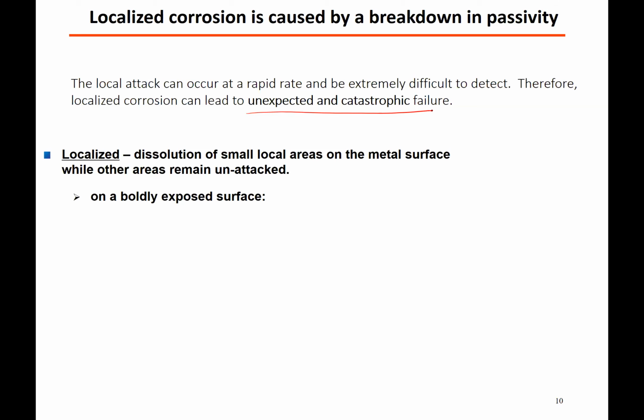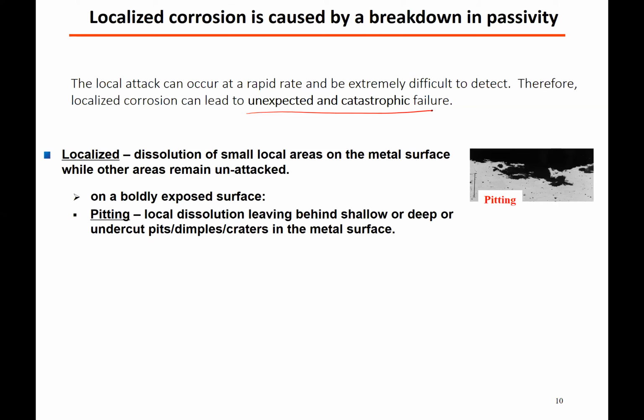And you can try to detect this localized corrosion so that we can avoid things like unexpected and catastrophic failure. Okay. So what makes something a localized corrosion? Well, it's localized if there is dissolution of small local areas on the metal surface. So we talked about how aluminum becomes aluminum ions. So that area where the aluminum dissolves and becomes aluminum 3 plus, that's one example, while the other areas remain unattacked.